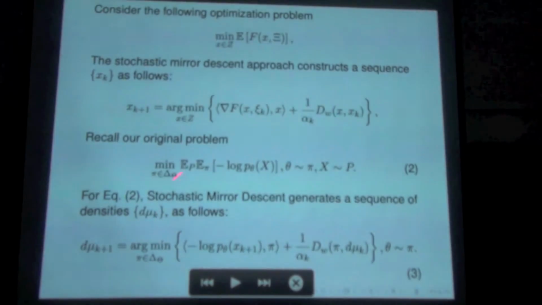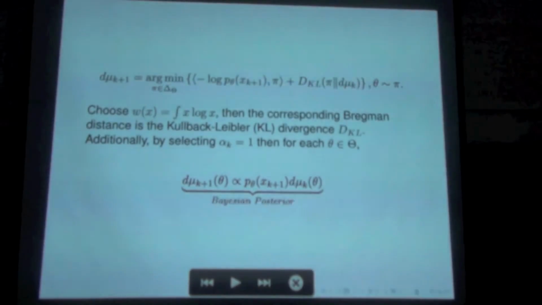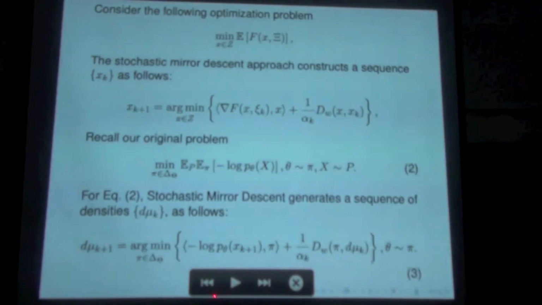And the next step, so this is what we have here, and the next step, of course, is going to be the distance between the optimization variable and the previous iteration, so this is the distance between the optimization variable and the previous belief. So what I did here is I just wrote stochastic mirror descent for this optimization problem of double expectation. So next is the most important part, which is that stochastic mirror descent means that we need to solve this optimization problem at each iteration. And let's see what happens.